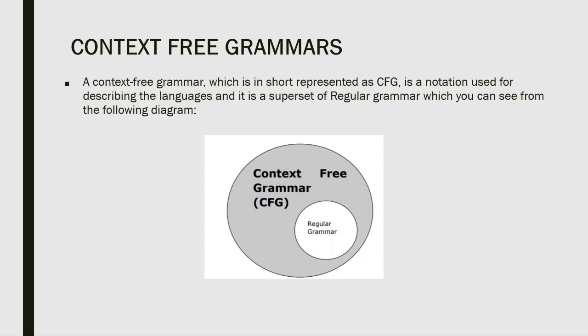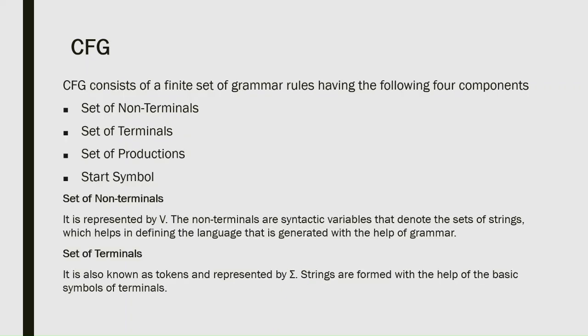So, regular grammar and context-free grammar is a superset of regular grammar. What does CFG consist of? CFG consists of a finite set of grammar rules and has four components, like how we have defined a syntax tree: set of non-terminals, set of terminals, set of productions, and the start symbol, which is the sentence which we say.